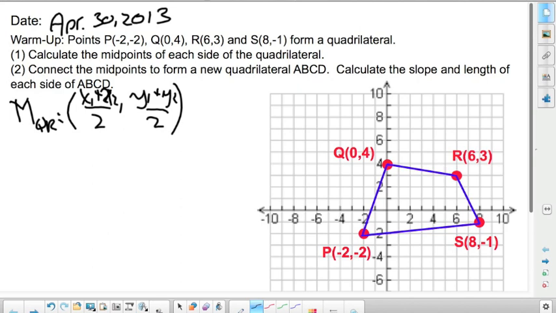Okay, so again, we've done this several times, and this formula just sticks in our head. At some point, you get to the point where you don't have to write down the formula. But until we get it in our head, just keep practicing that.